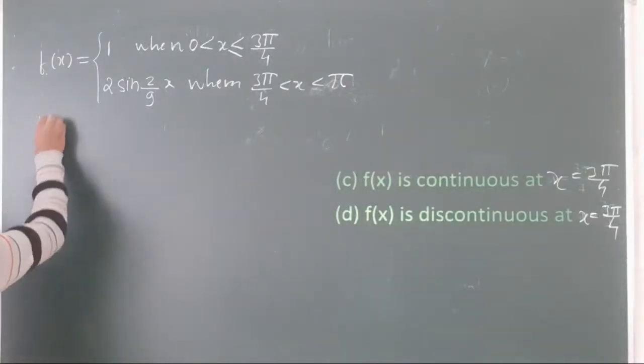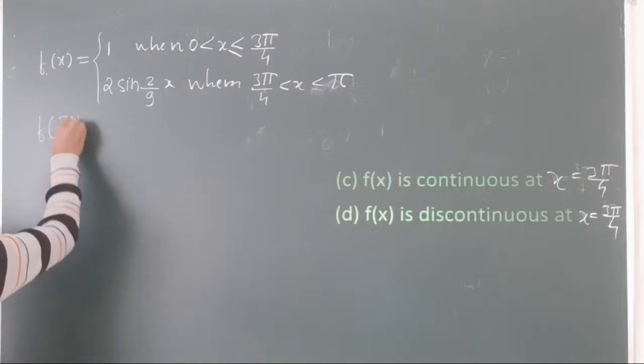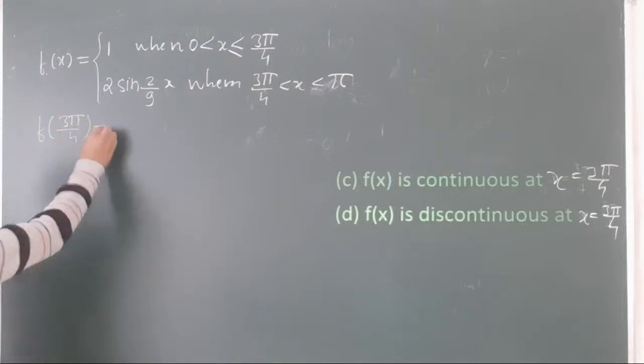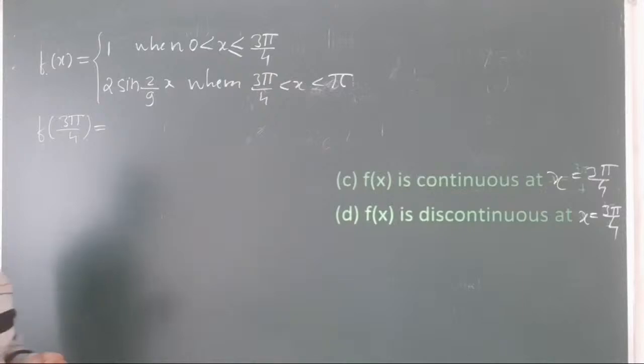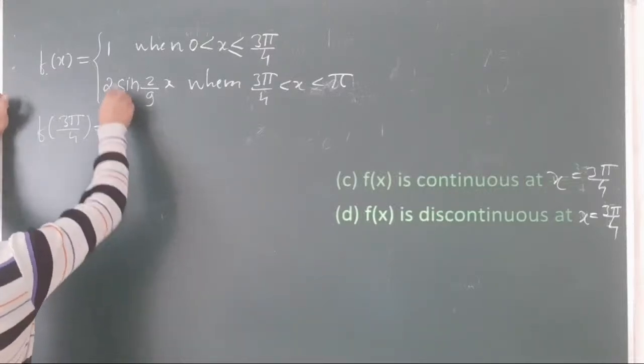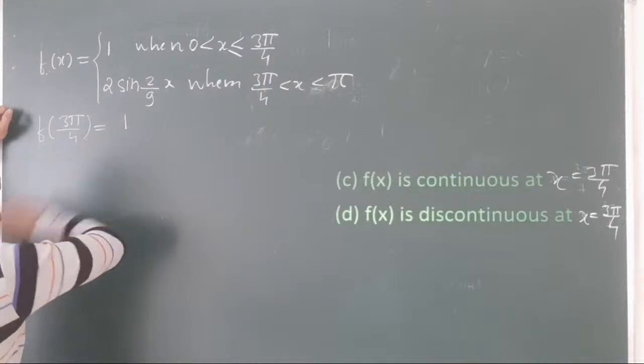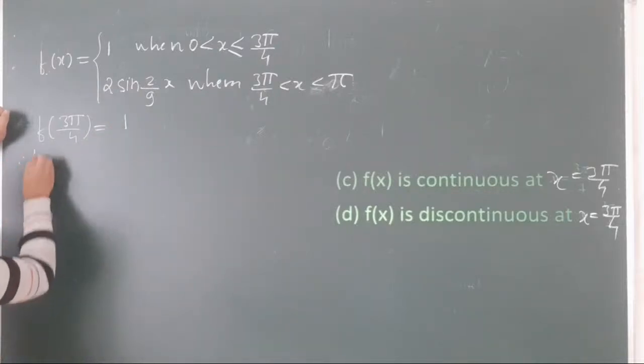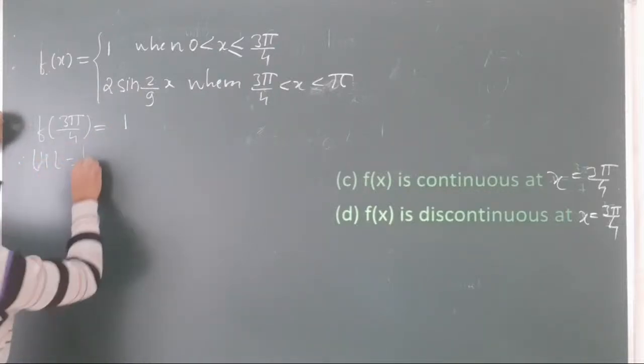Okay, so here f of 3 pi by 4 is equal to, so what is the meaning of f of 3 pi by 4? That is at x equals 3 pi by 4. So at x equals 3 pi by 4, f of x value is 1. Next you have to find the LHL.